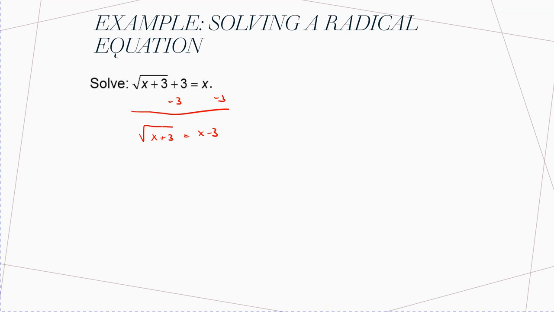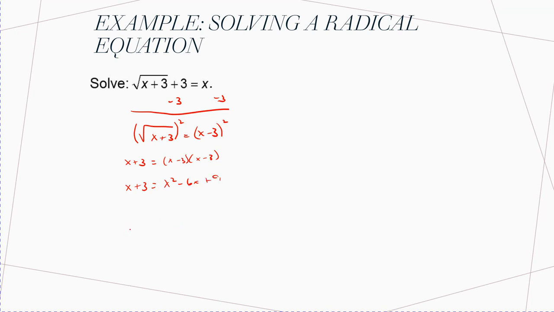All right, now to get rid of this square root, what you're going to do is square both sides. So the square root and square cancel. You're left with x plus 3 is equal to... You have to FOIL this out, okay? So this is x plus 3 is equal to x squared minus 6x plus 9.